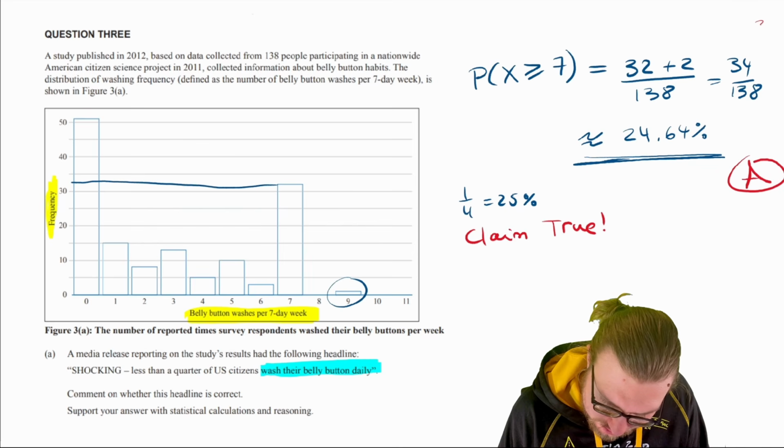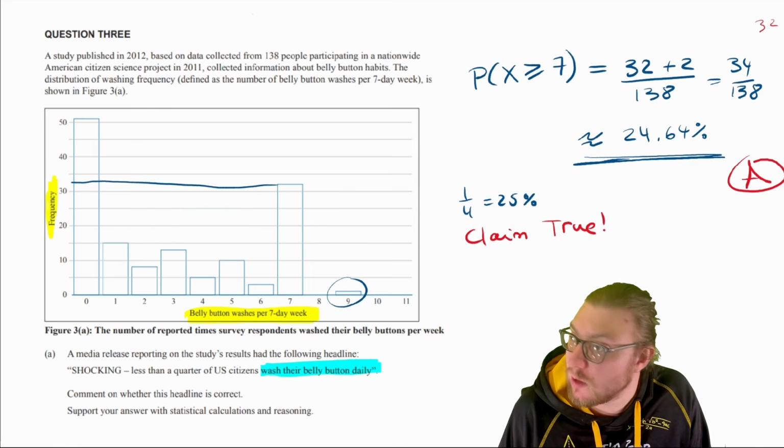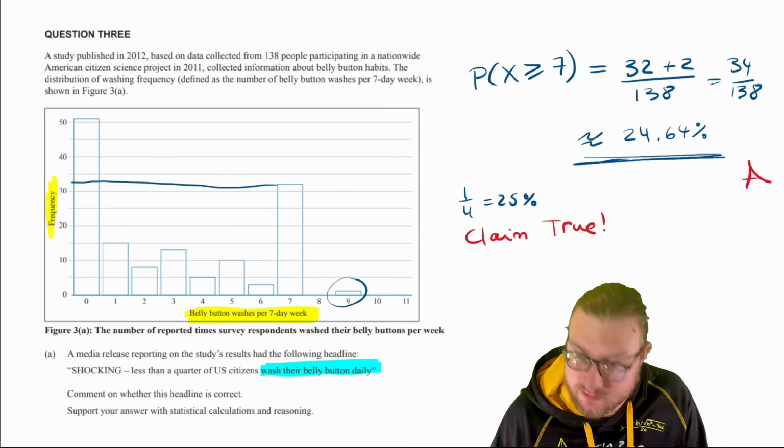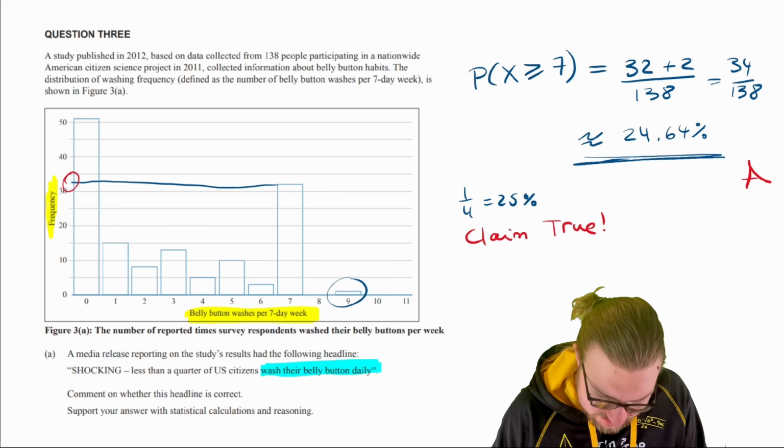And if you guys have like 32, 33, or 35 or something like that, that's basically okay, as long as it would be reasonable to assume that those are the numbers you're looking for here.